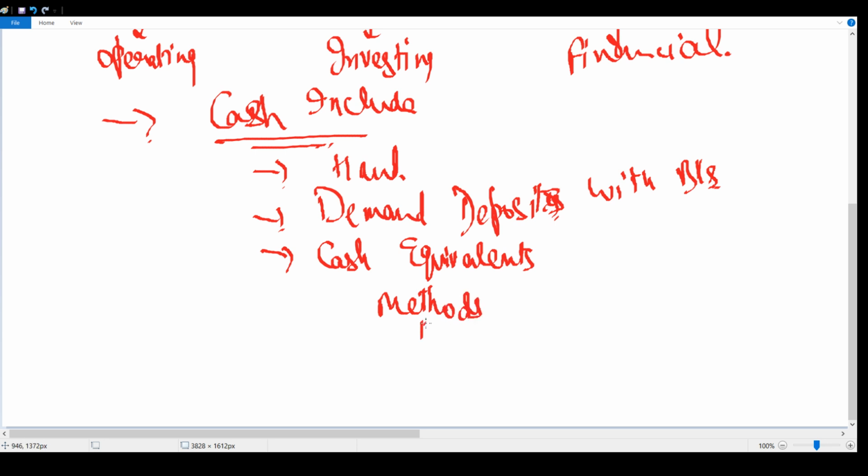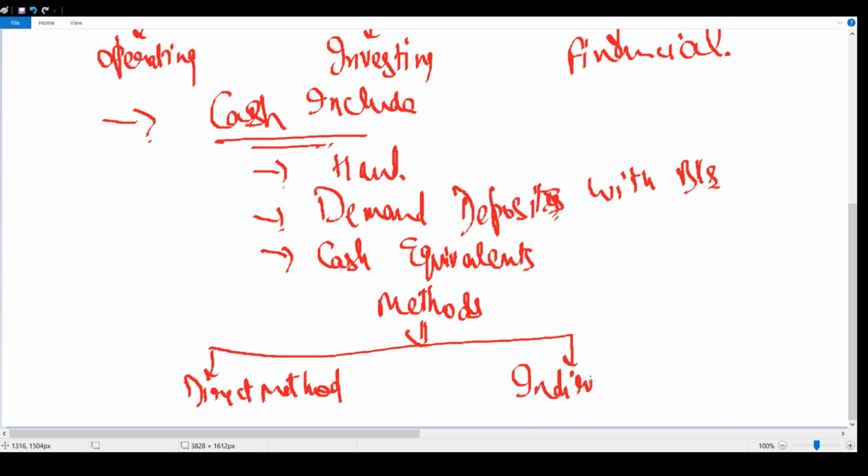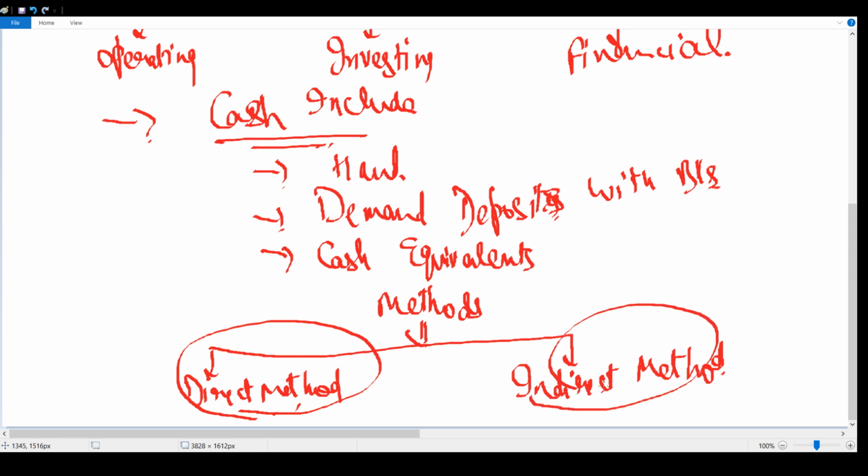Then, what are the methods of cash flow statement? There are two types of methods, that is direct method and indirect method. We will study both in our syllabus. Now, what's the difference between direct method and indirect method? In direct method, there is no profit and loss of the entity given in the question. In indirect method, there is profit or loss of an entity.